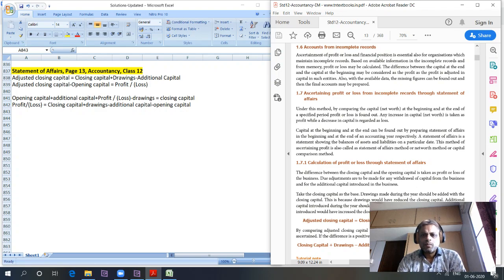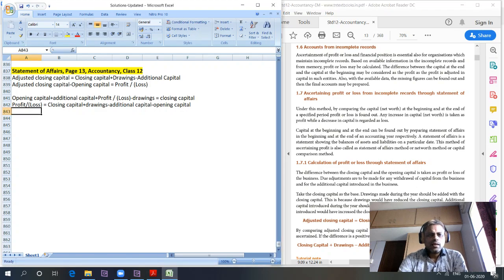Because normally the shopkeepers also use the cash for personal expenses. Personal expenses are not differentiated from the official expenses. So we have to adjust for the drawings. How do we do that? We have to ascertain the capital at the beginning as well as at the end of the period. Normally, what we have to ascertain is the adjusted closing capital.